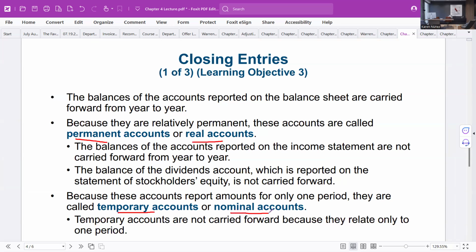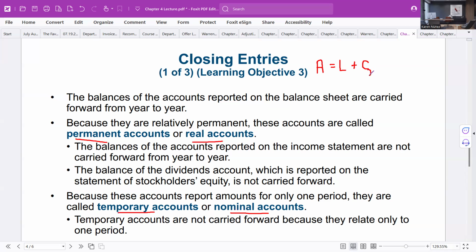So what do these terms mean? Permanent accounts are those accounts that have balances that are carried over from year to year. Basically all the permanent accounts are all the accounts that you see on the balance sheet: all of the assets, all of the liabilities, and the two equity accounts, common stock and retained earnings. We determine the ending balance, and then the ending balance gets reported on the balance sheet as either an asset, a liability, or stockholders' equity.